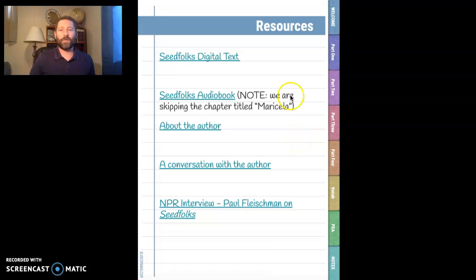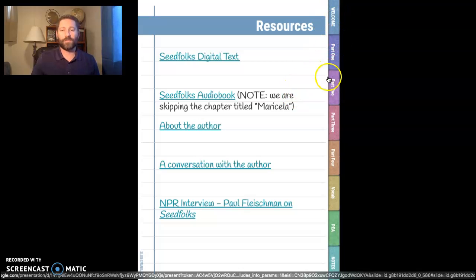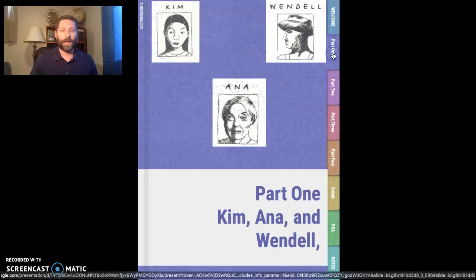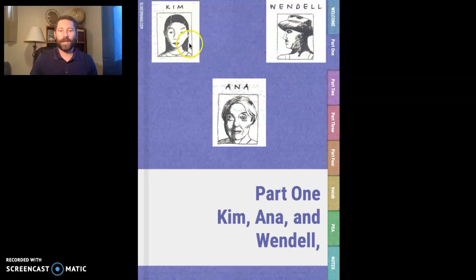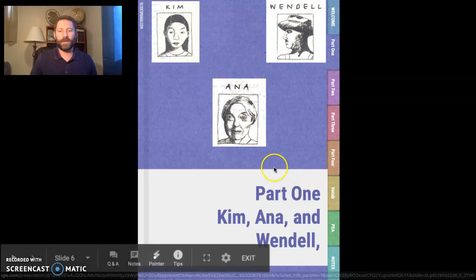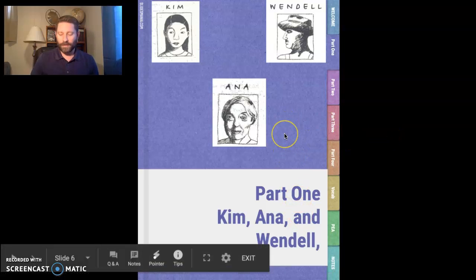Now, another thing I also want to mention, speaking of navigation, these little tabs are also hyperlinked. So when you click on part 1, it will actually take you to part 1. And you'll see here's a picture of the 3 characters that are in that, Kim, Anna, and Wendell. And without further ado, let's go ahead and see what that looks like.